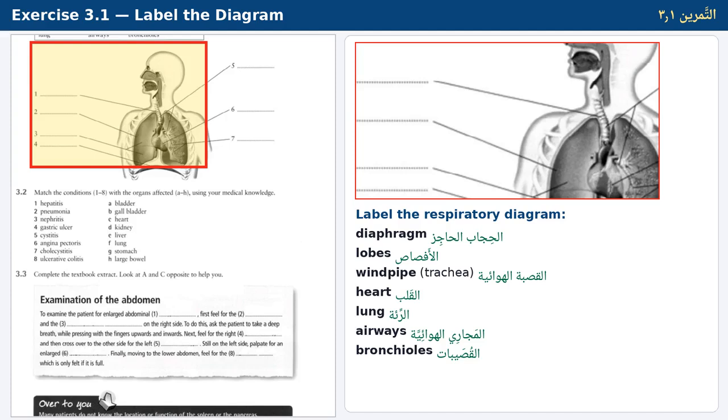Also called the trachea. Number 4. Heart. Number 5. Lung. Number 6. Airways. The passages that carry air. Number 7. Bronchioles. The smallest tubes in the lungs. So the labels are diaphragm, lobes, windpipe, heart, lung, airways, and bronchioles. All of these words describe parts of the respiratory system.